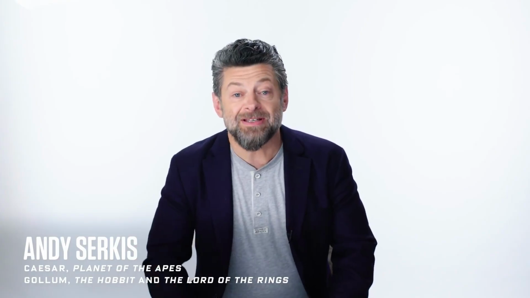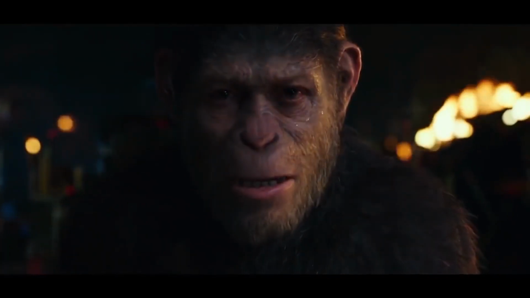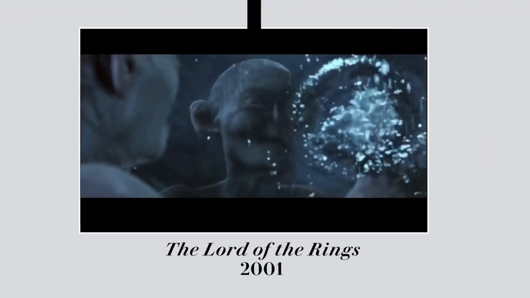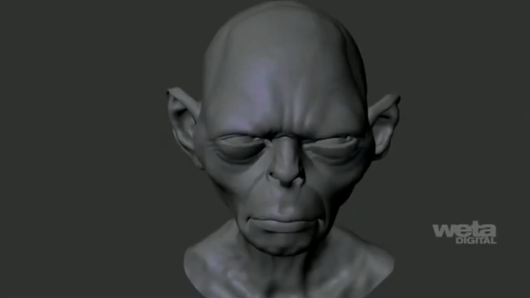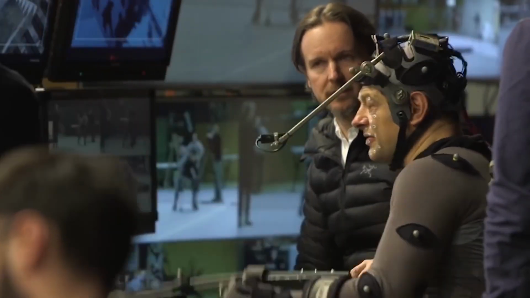War for the Planet of the Apes is probably the most evolved performance capture that is seen to date. But when I think back to Lord of the Rings and where it all started, there's been such a huge journey in terms of the evolution of the technology, the hardware, the cameras, the software, everything that goes into transforming an actor's performance into an avatar character.